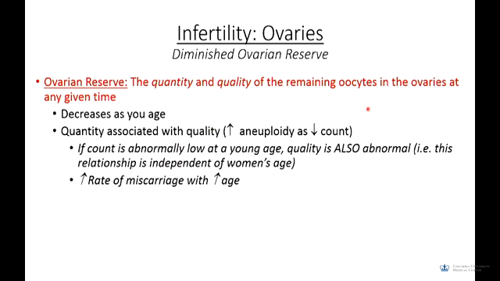And then we'll talk about infertility when it comes to different parts of female reproduction. So ovaries: I talked a lot about ovarian reserve, the quantity and quality of the remaining oocytes, and that decreases as you age. I think 32 is the age that I remember as time to freeze your eggs. Quantity is associated with quality, they're intertwined and related, so a low quantity usually means low quality as well.